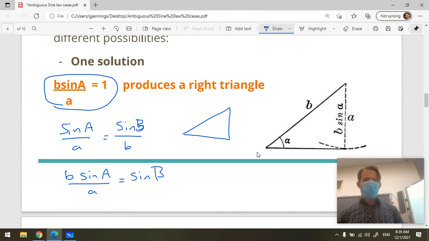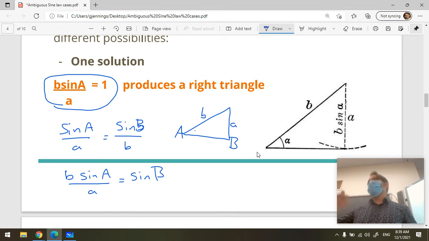Here we have side B. Here we have the angle A. This would be angle B. And here is side A. If I rearrange sine law and get a 1 here, well, just do inverse sine of 1 on your calculator. That tells me it's 90.